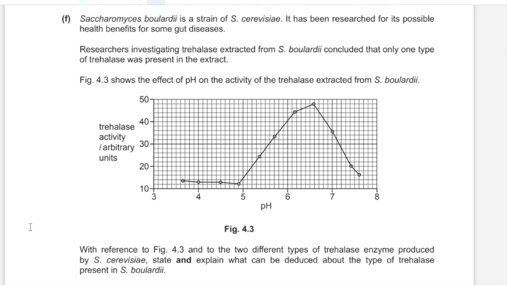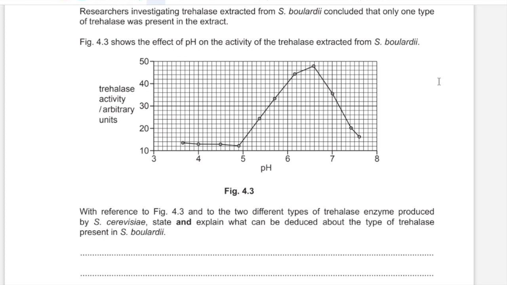Figure 4.3 shows the effect of pH on the activity of trehalase extracted from the second species. With reference to figure 4.3 and to two different types of trehalase enzyme produced from the first species, state and explain what can be deduced about the type of trehalase present in the second species.